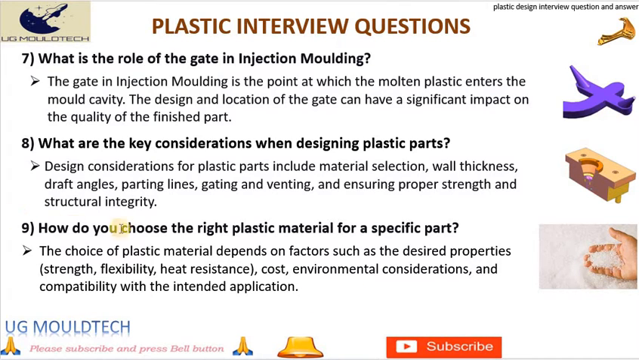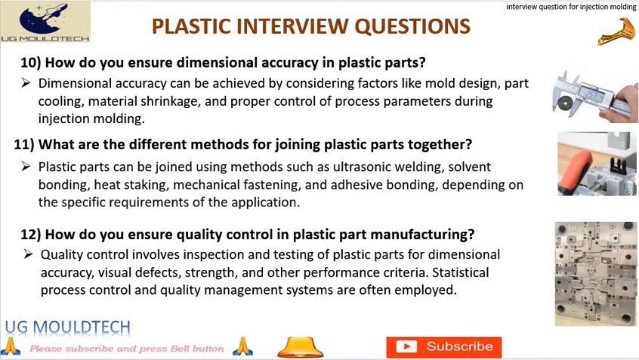Friends, next point in interview questions of plastic product design is 9. How do you choose the right plastic material for a specific part? The choice of plastic material depends on factors such as the desired properties, strength, flexibility, heat resistance, cost, environmental considerations, and compatibility with the intended application.